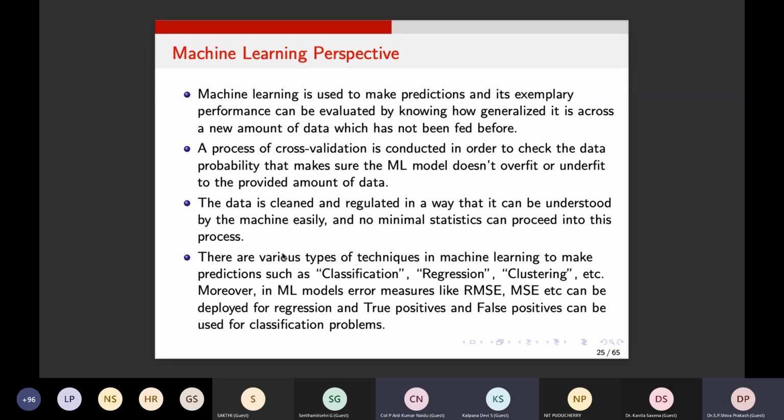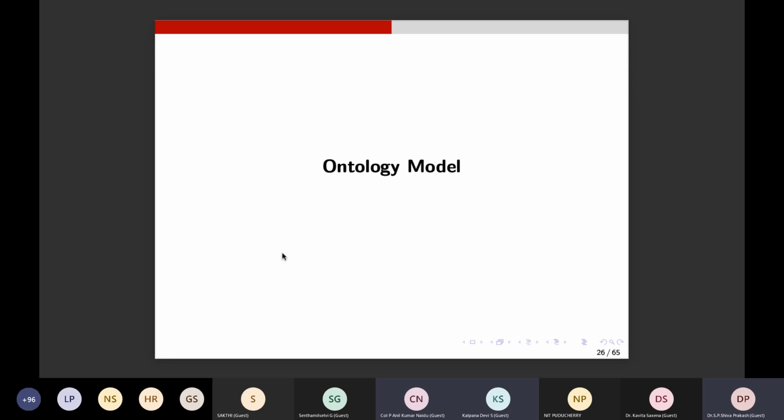Now, with these basics, I'll try to cover certain testing things while demonstrating the code, especially for hypothesis testing. Now, I'll move on to the ontology model, or the necessity of an ontology model for an SIoT as well as industrial data.